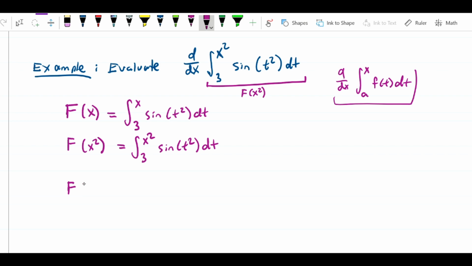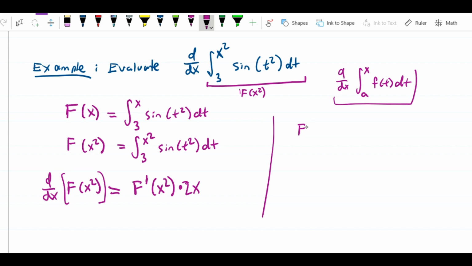So I'll even write it in the form that they're looking for: the derivative d over dx of F of x squared is going to equal, by the chain rule, F prime of x squared times 2x. That's how the chain rule works. If I take the derivative of this composite function, then by the chain rule I take the derivative of the outer, applied to the inner, then times the derivative of the inner. So what we know is that, let's see, what is F prime of x?